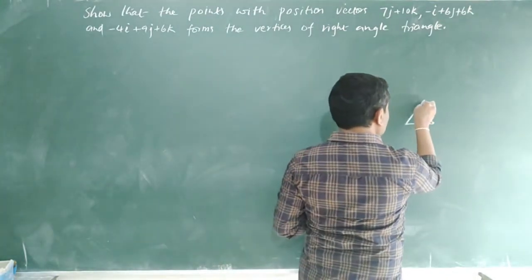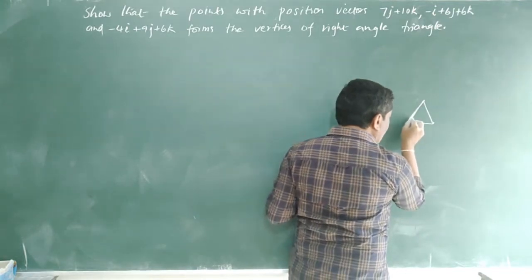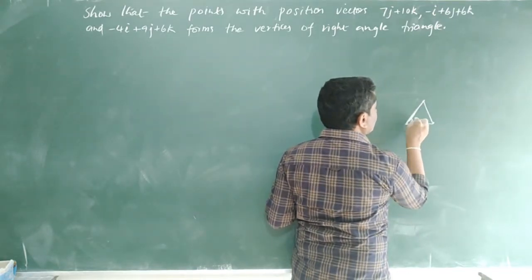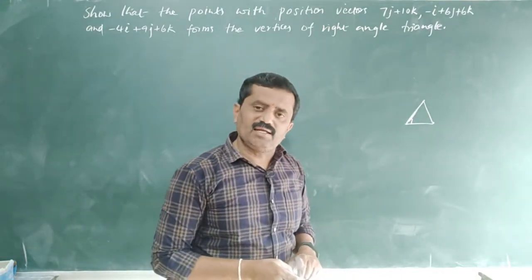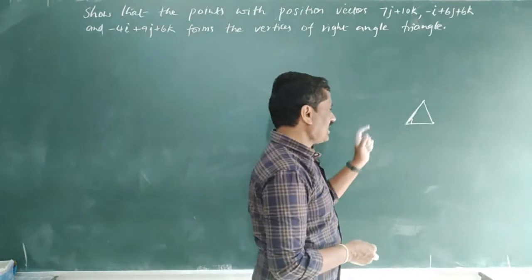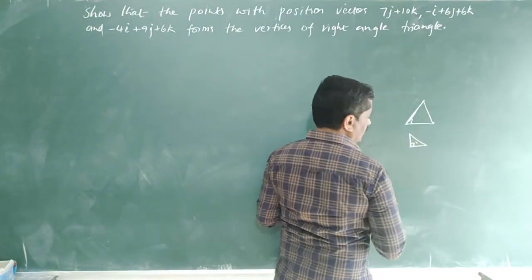To prove that it is a right angle triangle, one angle of the triangle must be 90 degrees. If one angle of a triangle is 90 degrees, then we say that it is a right angle triangle. For example, this is a right angle triangle.